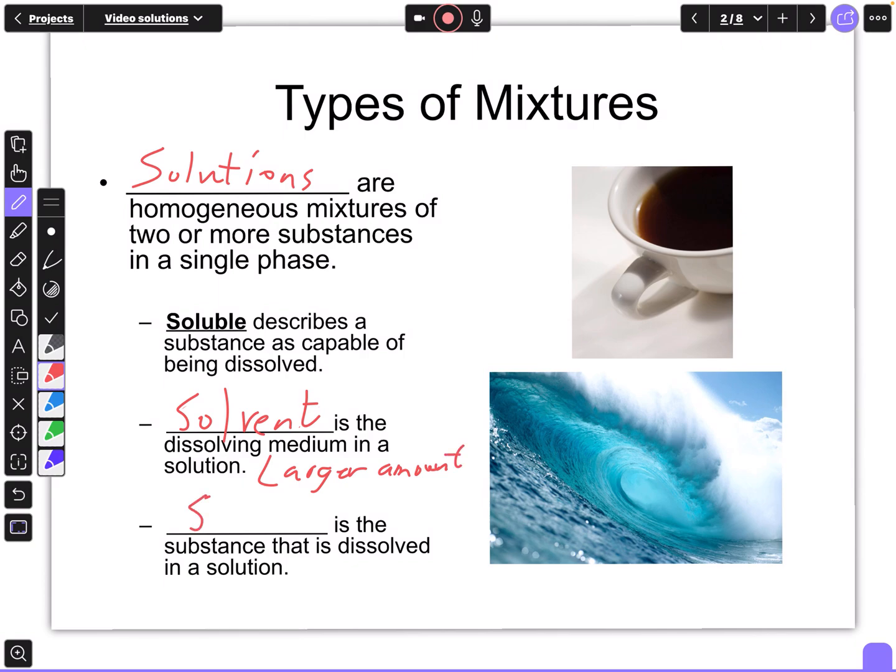Now, the other part is a solute. It's a substance that is dissolved in a solution. So usually if you had a salt solution, salt would be the solute, and it is what's present in the smaller amount.